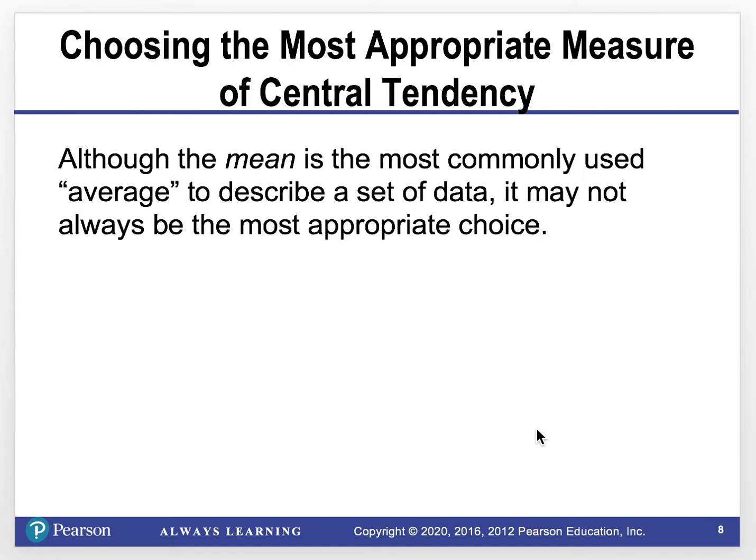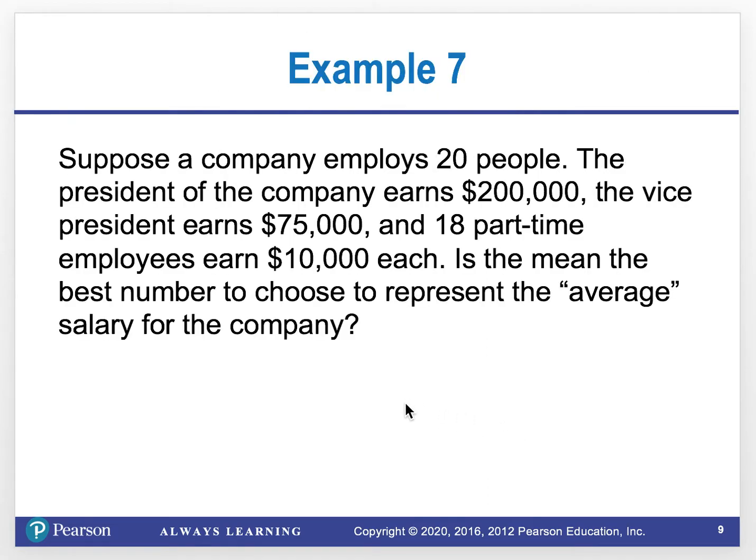Okay, choosing the most appropriate measure of central tendency. Although the mean is the most commonly used average, average in quotes, to describe a set of data, it might not always be the most appropriate choice. So suppose a company employs 20 people. The president of the company earns $200,000, the vice president earns $75,000, and there's 18 part-time people earning $10,000 each. Is the mean the best number to choose?